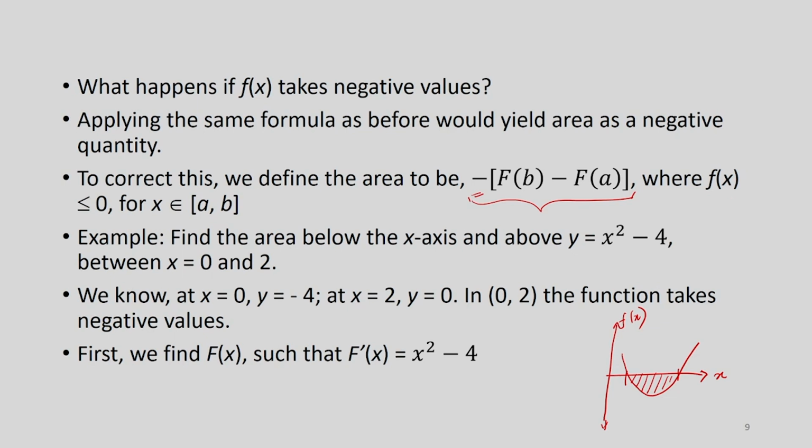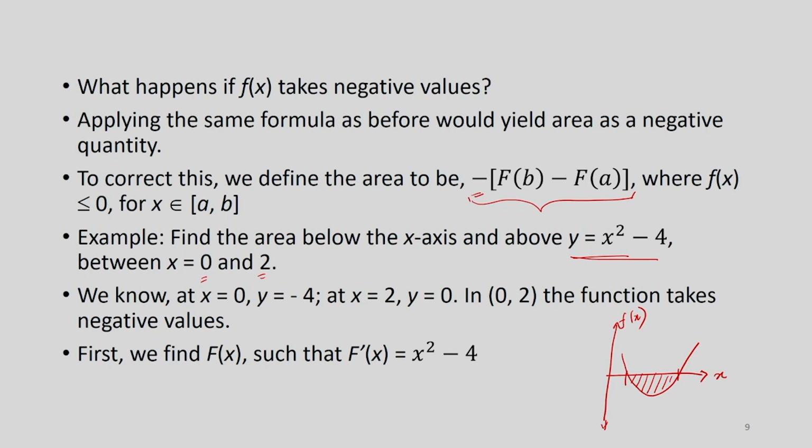So, here is an example of how we do it in practical terms. Find the area below the x axis and above the function y is equal to x square minus 4, between x is equal to 0 and x is equal to 2. So, small a and small b are given, f(x) is given. Now, we have to just find the area.